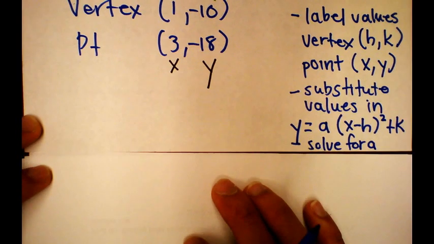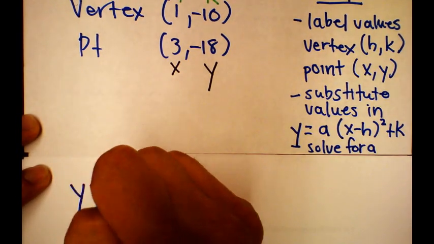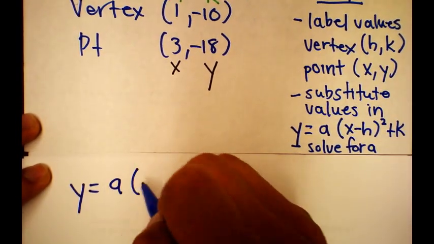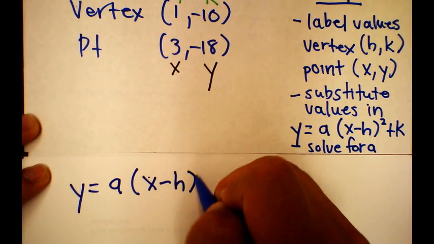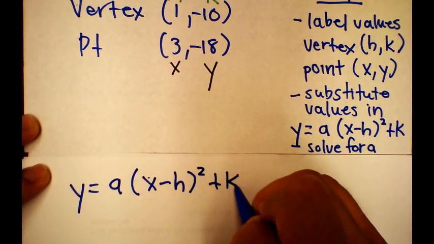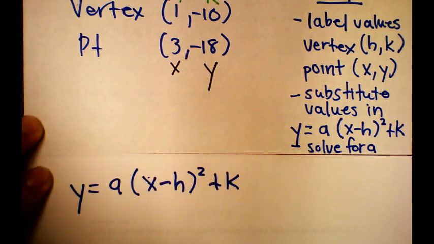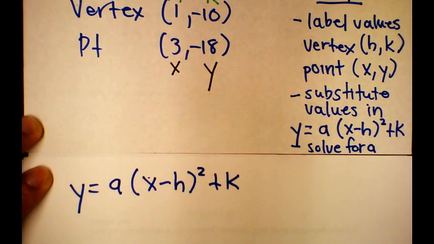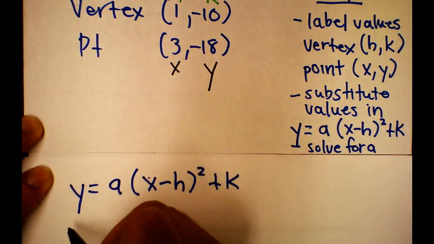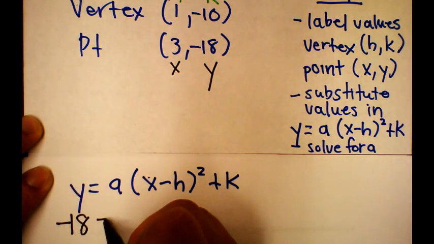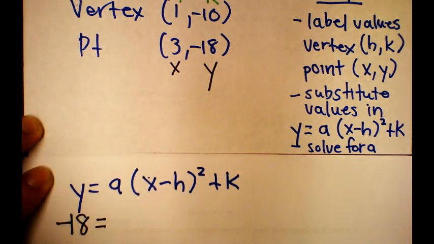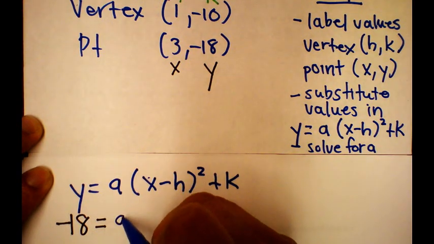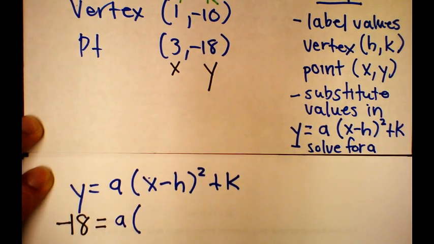Okay, your vertex form is y is equal to a parentheses x minus h squared plus k. Alright, what was your y value that you just labeled? The y value that you just labeled was -18, so we're going to put -18 over here is equal to, we don't have anything for a, so we're just going to leave it as a, but for your x value, you labeled that as what? You labeled that as 3.